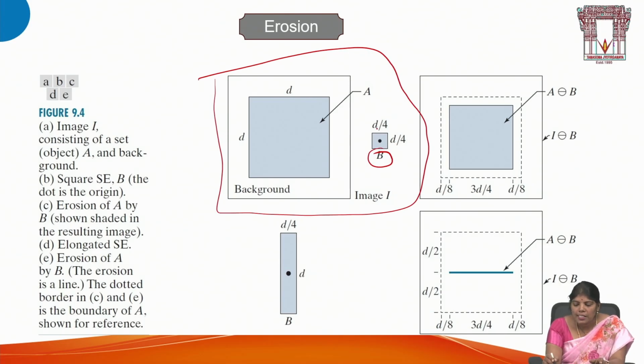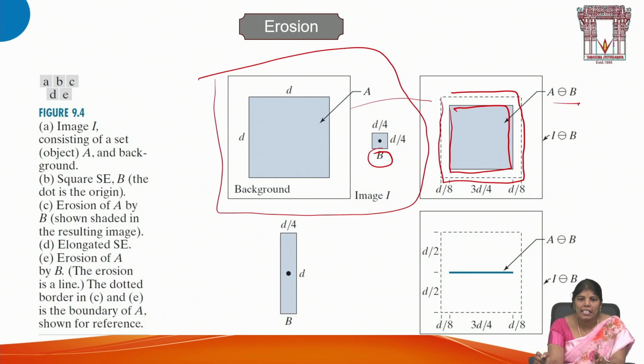The structuring element moves across the image. This dot is called the center of the structuring element. This structuring element is placed on the shaded area. If all the pixels in the structuring element match with the image, then only we consider it; otherwise we don't. Likewise, we move the structuring element across the image. Here the image is shrinking. The actual size of the image is like this. Once we apply the erosion, the image size will be shrunken. Okay, this is the representation of the erosion operation.